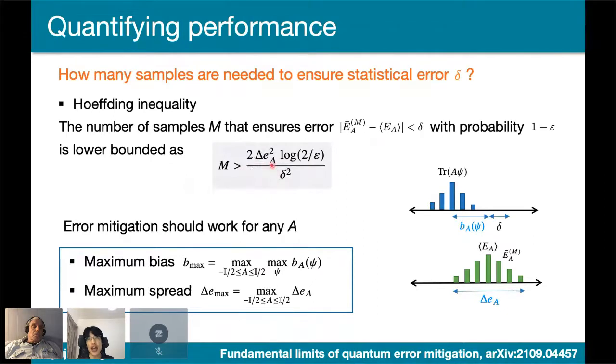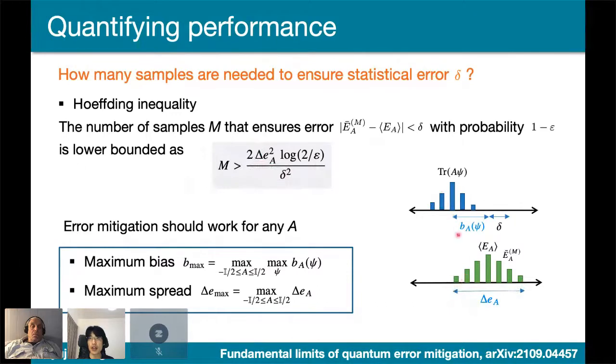Then this delta EA, what was that? So I also briefly mentioned that in the previous slide. This is the spread between the maximum possible value and the minimum possible value for the classical function that we consider in the error mitigation strategy.